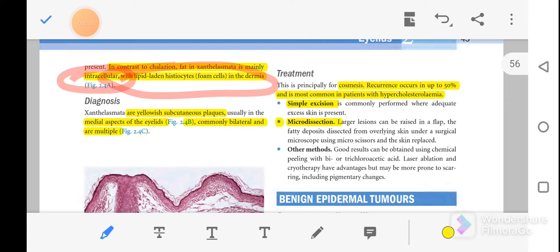The larger lesions can be raised in a flap. The fatty deposits are dissected from the underlying skin under a surgical microscope using micro scissors and the skin replaced. We raise a flap of skin, remove the fatty deposits in contact with the skin, and replace the skin. Other methods: good results can be obtained using chemical peeling with bichloroacetic or trichloroacetic acid. Laser ablation and cryotherapy have advantages but may be more prone to scarring including pigmentary changes.